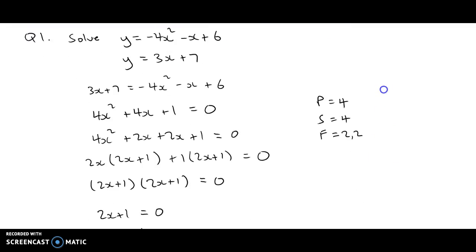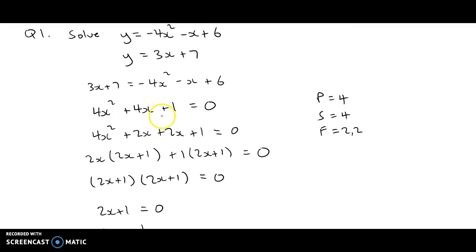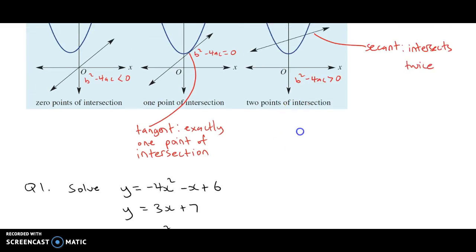So once again, once we've done the substitution and rearranged it into ax squared plus bx plus c, we can simply use the discriminant to figure out how many solutions there are.